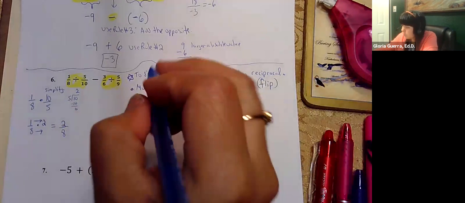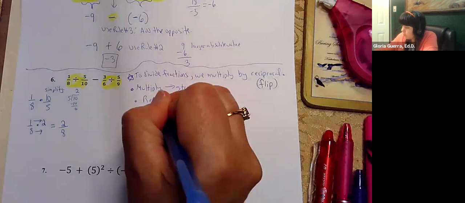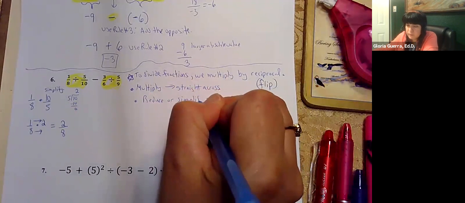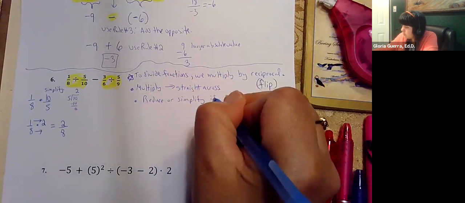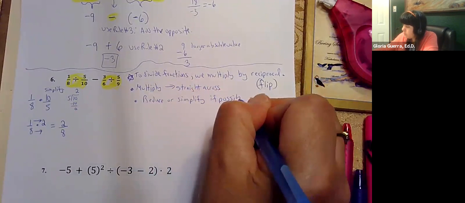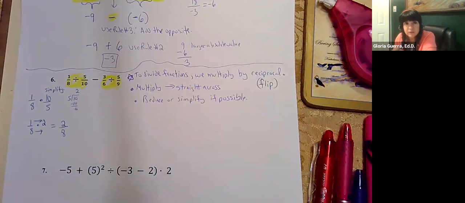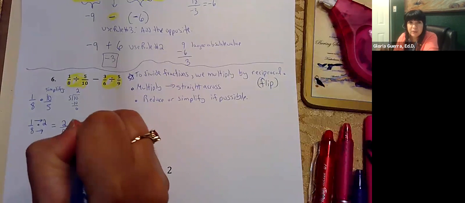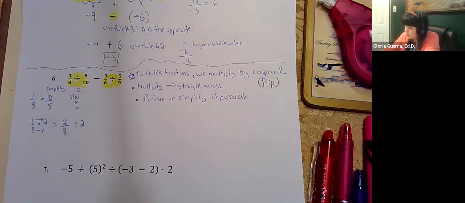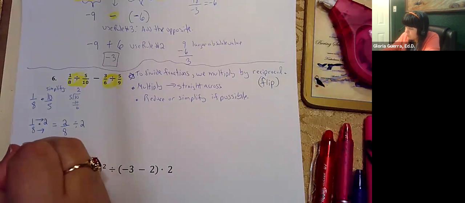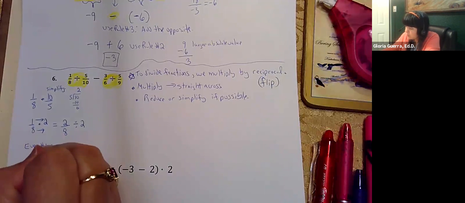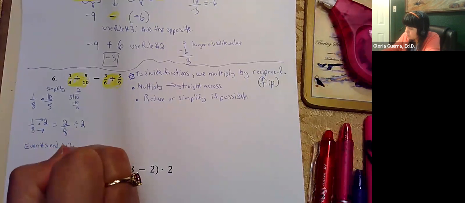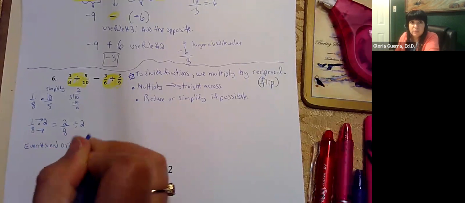And then we're supposed to either reduce or simplify, if possible. It just depends what we have. So it turns out that 2/8 can be reduced. Those are even numbers, 2 and 8. Even numbers end in a 0, a 2, a 4, a 6, or 8.